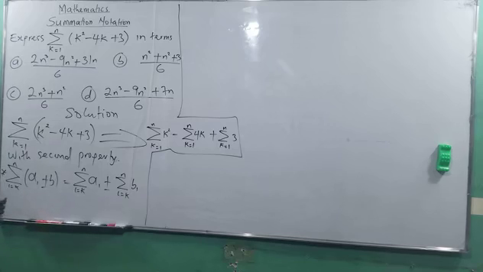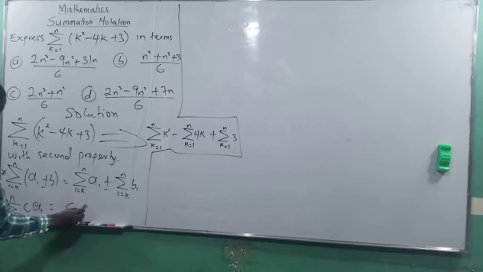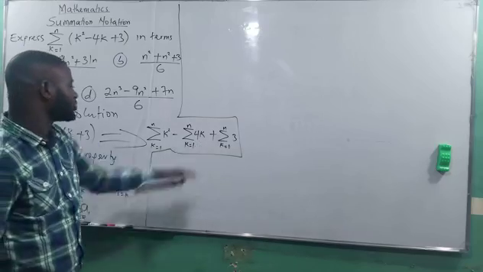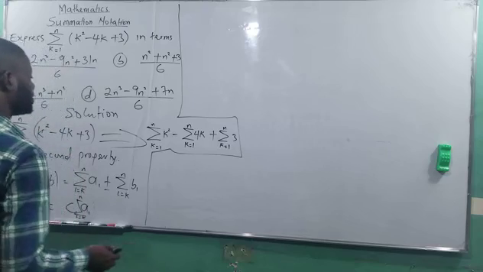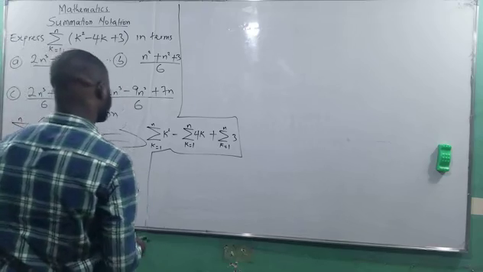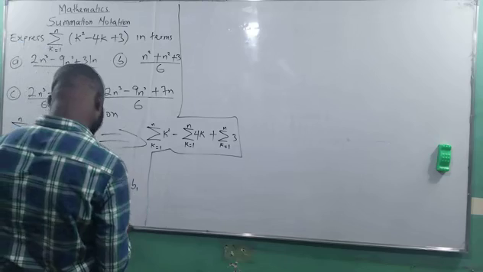The first property lets us know that the summation of c times a_i equals c times the summation of a_i. Now, since I know this, this will settle this. At this junction, I hope I'm not making any mistake.